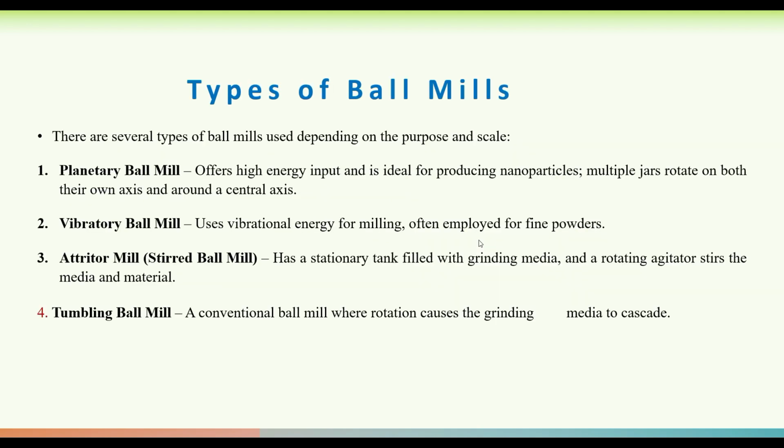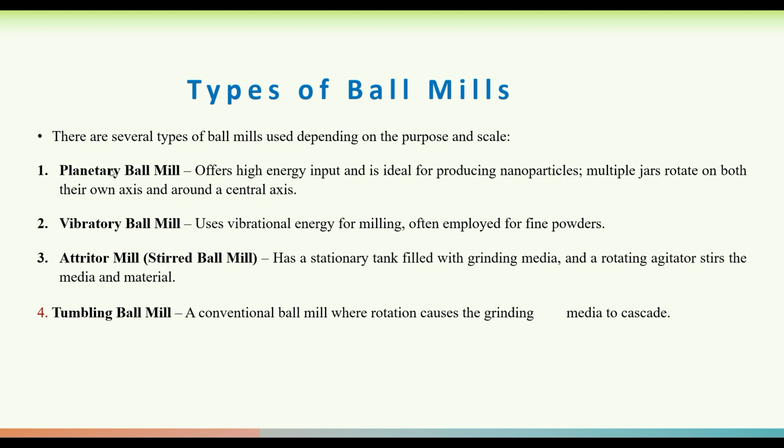Coming to the types of ball mills, there are several types of ball mills used depending on the purpose and scale. Those different types are: planetary ball mill, vibratory ball mill, attritor mill, and tumbling ball mill. Planetary ball mill offers high energy input and it is ideal for producing nanoparticles. Multiple jars rotate on both their own axis and around a central axis. So that is the planetary ball mill.